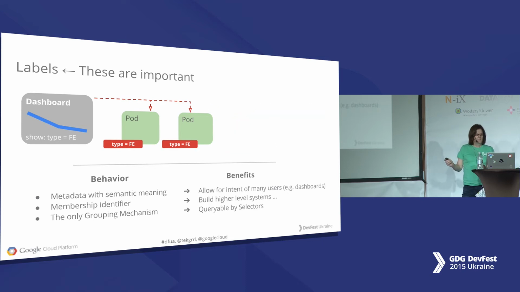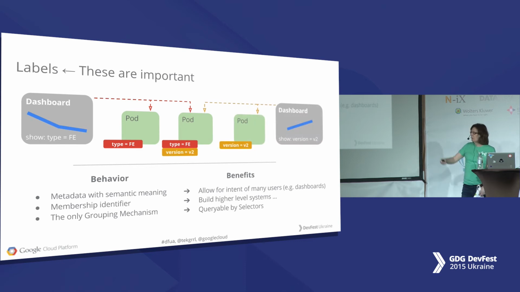And ultimately, you can build dashboards around labels that will consume pods and other artifacts with labels and show the state of those labeled objects within a dashboard, or maybe just a shell script. And you can build other dashboards that look at different things, different labels within the system. So in this case, we have type equals FE as a label, we have version equals V2, and we have 2 different dashboards looking at those labels.